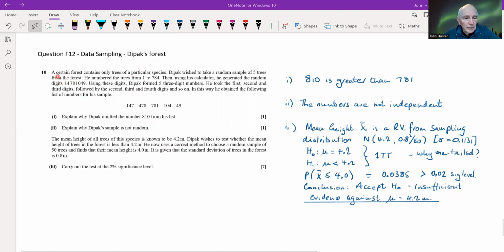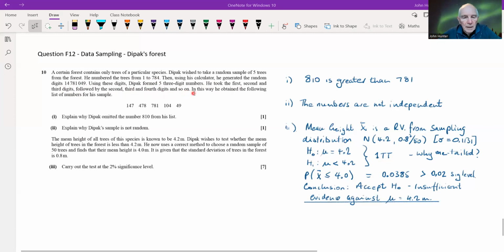Let's have a look. A certain forest contains only trees of a particular species. Dipak wished to take a random sample of 5 trees from the forest. He numbers these from 1 to 784. Then, using his calculator, he generated the random digits 14781049. Using these digits, Dipak formed 5 3-digit numbers. He took the first, second, and third digits, followed by the second, third, and fourth digits, and so on.